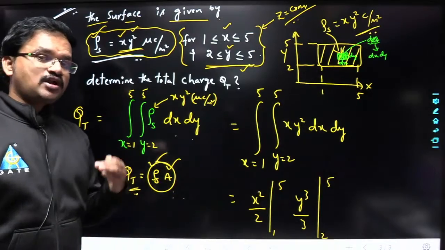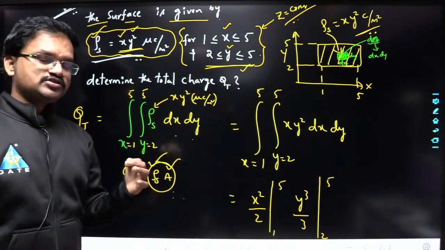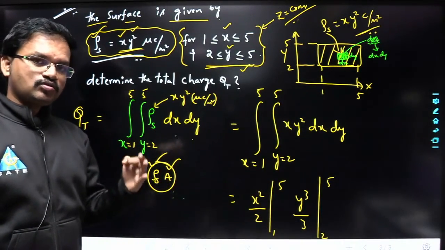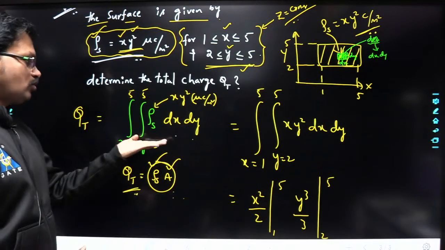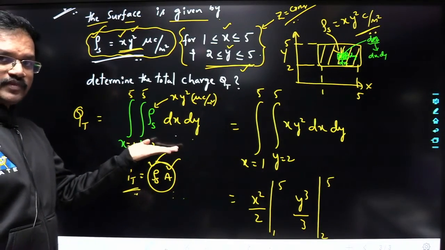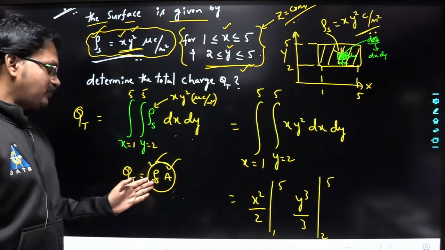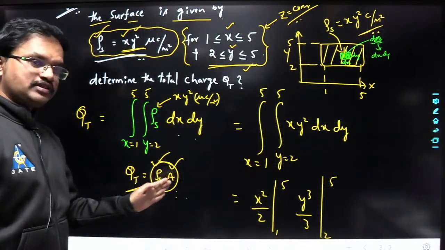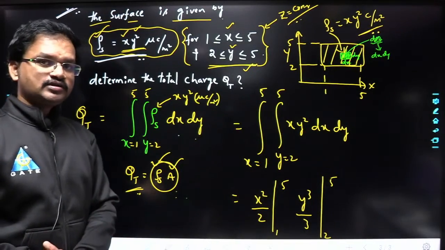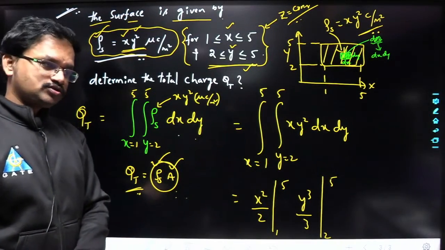If the charge is non-uniformly distributed throughout the surface, then you have to go for integration like this. Understood? If it is uniformly distributed, then you can directly multiply the given charge distribution with the surface area in order to get the total charge. Understood? Okay.